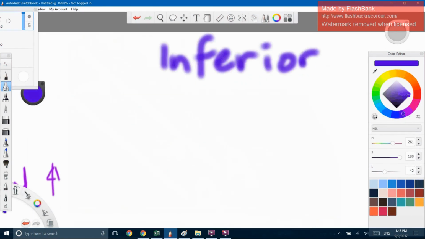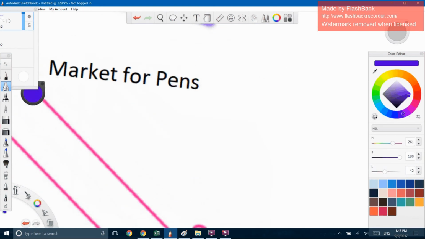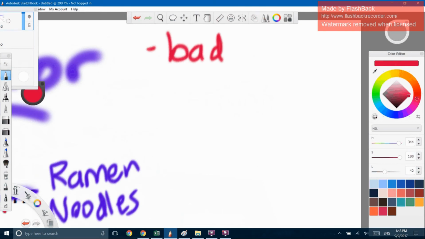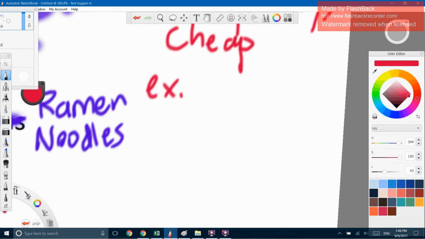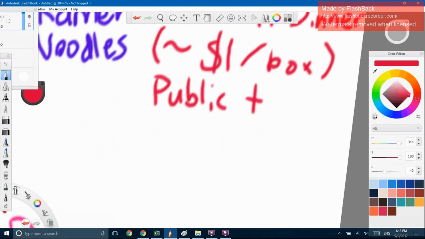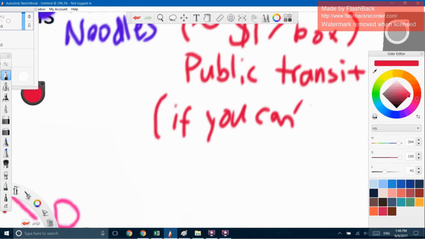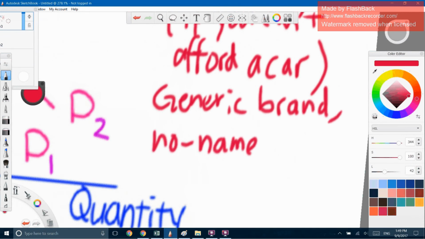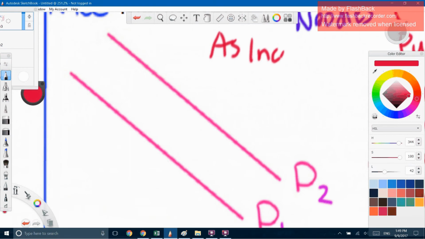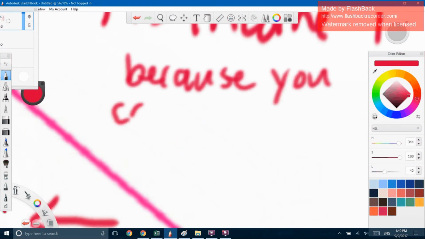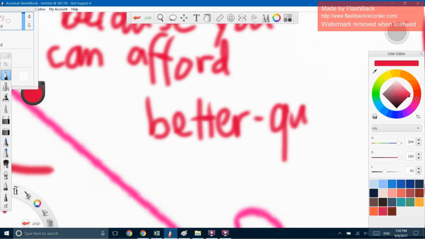Now let's talk about inferior goods, which are things like ramen noodles or craft Thinner, like bad quality and cheap items that you have to buy because you can't afford anything better. And there's also public transit if you can't afford a car, or generic brand, plain, no-name clothing because you can't afford anything better. So these, as incomes increase, demand actually decreases because you can afford to buy better things, so you don't buy this cheap quality inferior good.